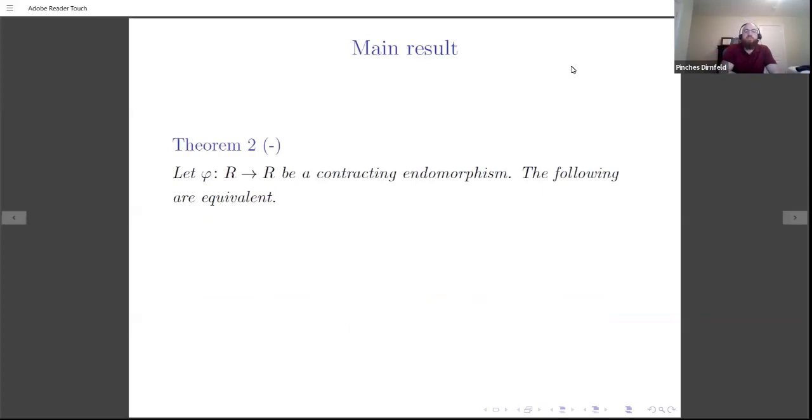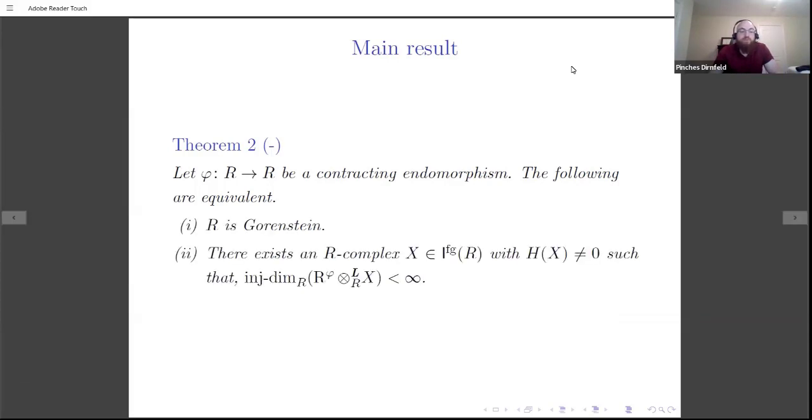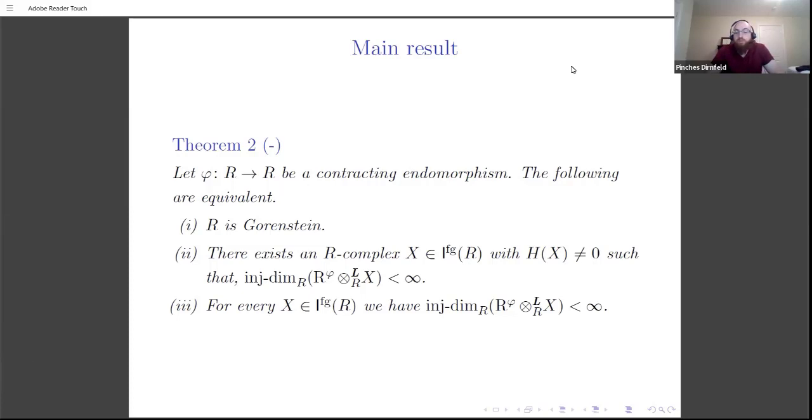So let me state the main theorem. Let phi from R to R be a contracting endomorphism. Then the following are equivalent. One, R is Gorenstein. Two, there exists an R-complex X in IFG(R), in other words a complex with finite injective dimension and finitely generated homology, and of course I want non-trivial homology, such that the injective dimension of the derived tensor product of R phi and X is finite. Three, equivalently, for every X in IFG(R), the injective dimension of this derived tensor product is finite.